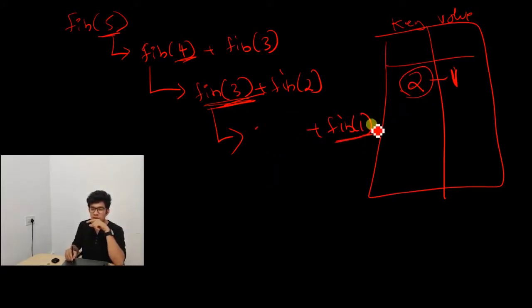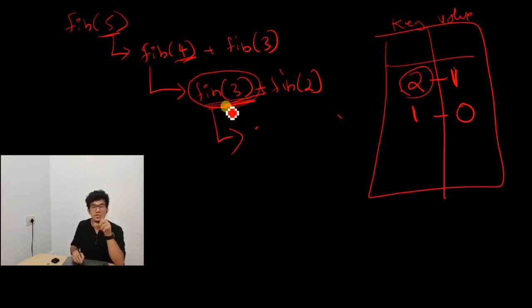Fib of 1, is it already there? No, it is not in the map, so it will go for the recursion. And in fib of 1, because of the base condition, fib of 1 is 0. So the fib of 1 answer is 0. It will store it and return. But what is 1 plus 0? 1 plus 0 is 1. So fib of 3 is 1. It will store that fib of 3 is 1.